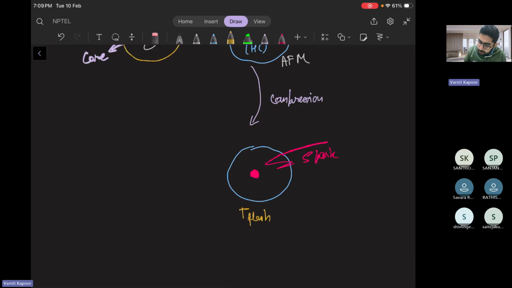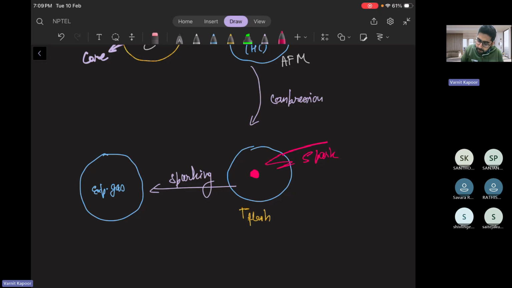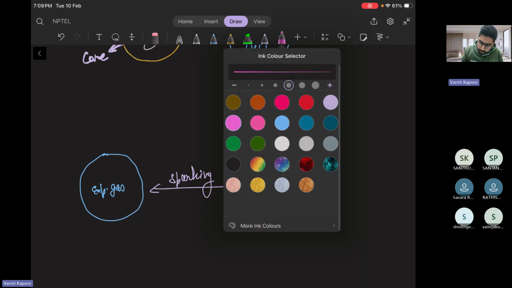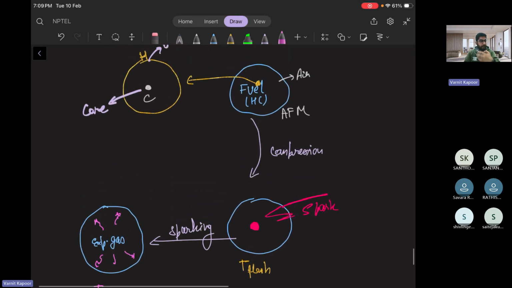Let me draw here. After sparking, the gas will expand, expansion of the gas. And here the temperature has reached T fire after the sparking. So this is how the process takes place.